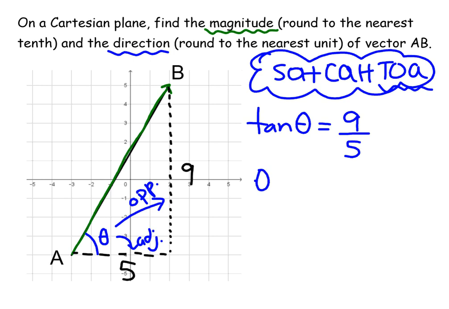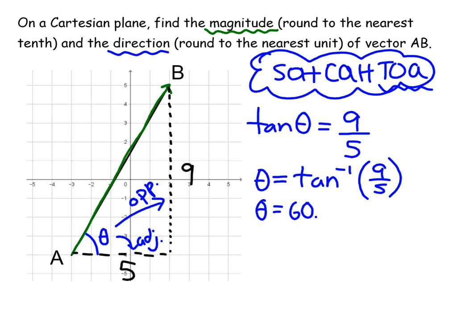Now, how do we figure out our angle? We do tangent -1 of 9 over 5. Now you take your calculator. They ask you to round to the nearest unit. So you get approximately 60.95. So that's going to round to 61 degrees.